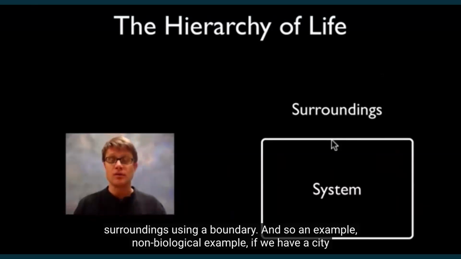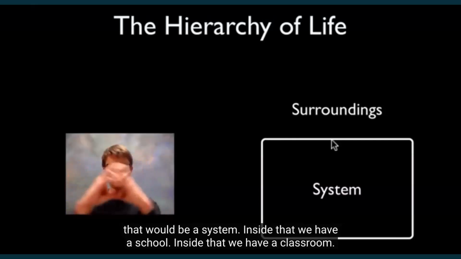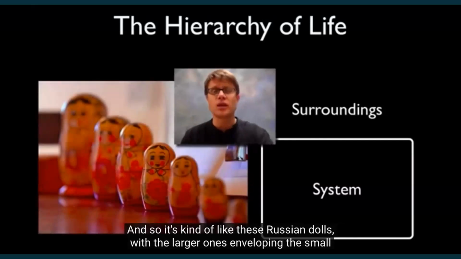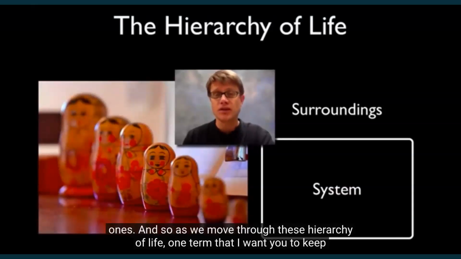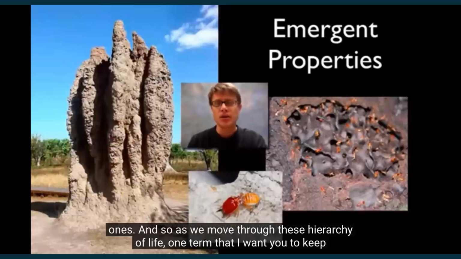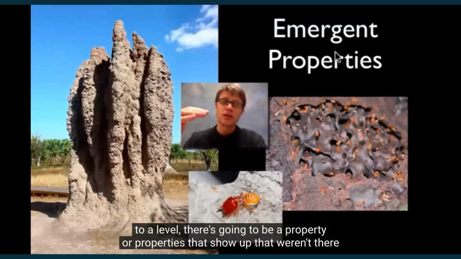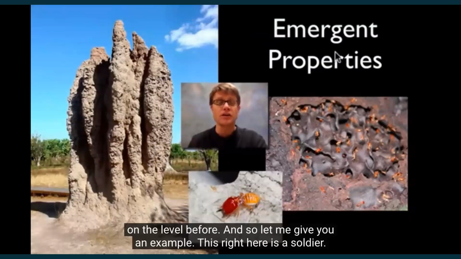And so, a non-biological example: if we have a city, that would be a system. Inside that we have a school. Inside that we have a classroom. It's kind of like these Russian dolls, with the larger ones enveloping the small ones. And as we move through this hierarchy of life, one term that I want you to keep in the back of your head is emergent properties. In other words, as we get to each level, there's going to be a property or properties that show up that weren't there on the level before.